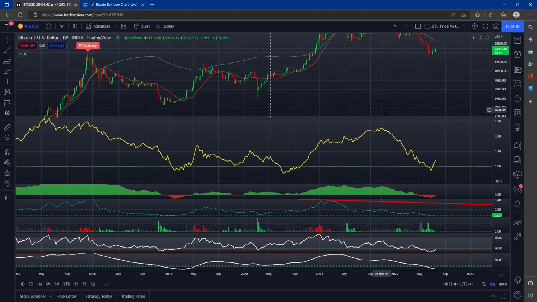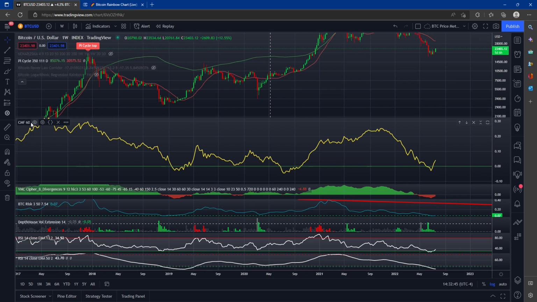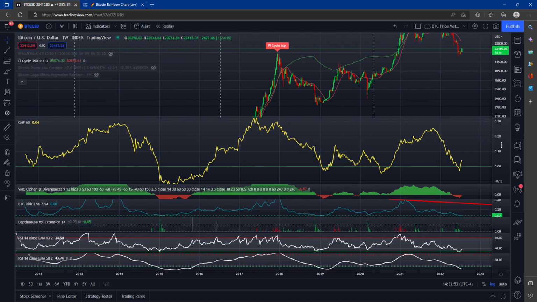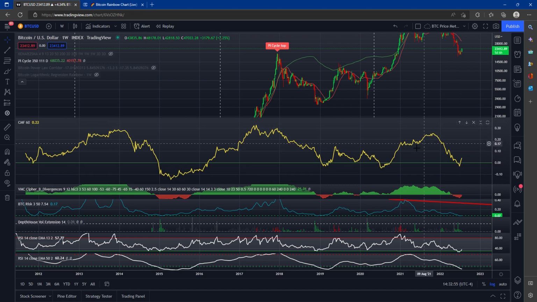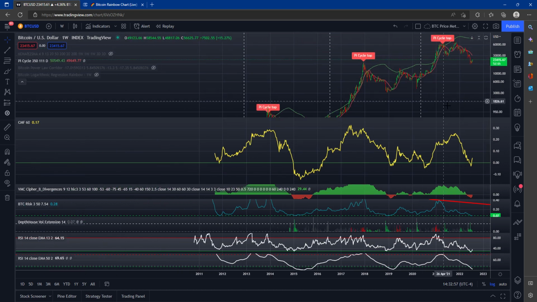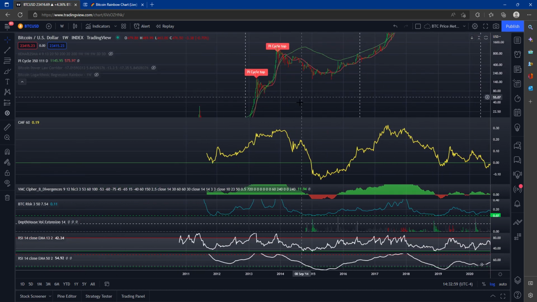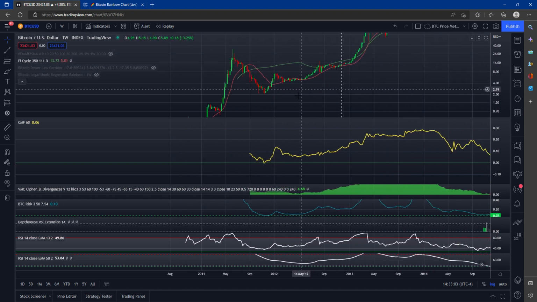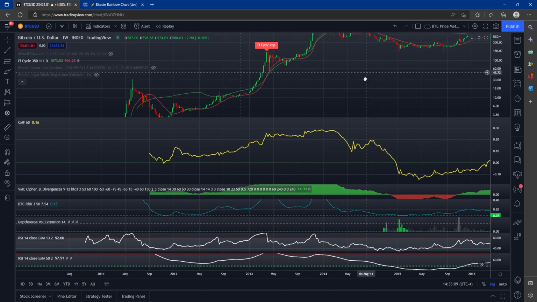So here is what's called the Chaikin money flow. I'm using the 60-week, and this is an accumulation distribution indicator. It incorporates price as well as volume. You can look up what the formula is and everything, but I'm not going to go into that with this video. So what you'll notice is that once it goes negative, it tends to be pretty close to the bottom. So here in 2011, it went negative, marked the bottom exactly.